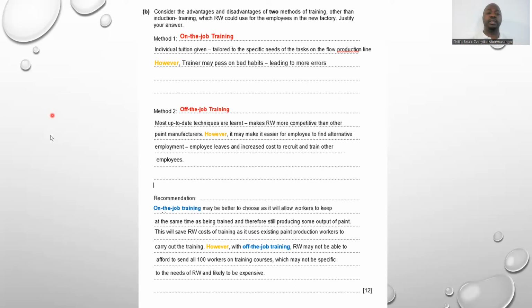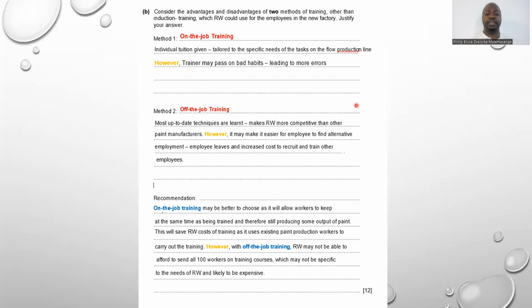So if you choose on the job training, make sure you start by expressing the positive point to support on the job training, and then a negative point for that particular method, and also application should be there. Then you get 4 marks. And if you're not in support of the job training, you put across a negative point, and then the positive point, as well as application. Then you get 4 marks.